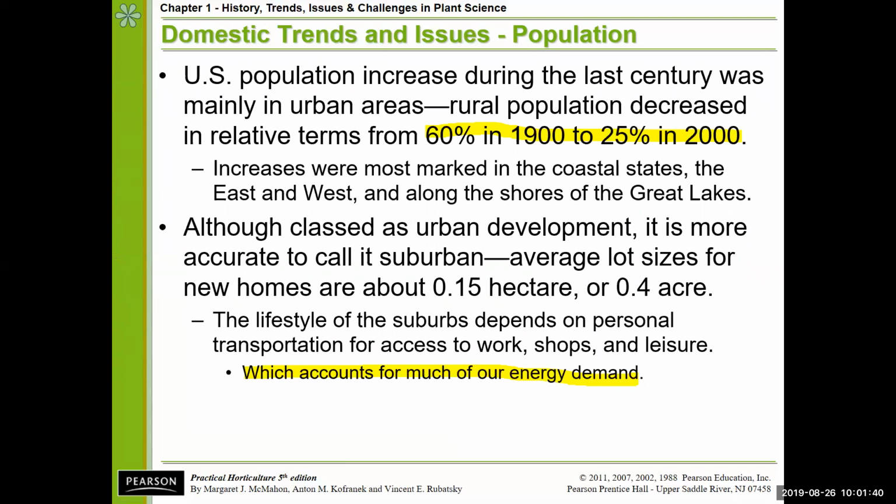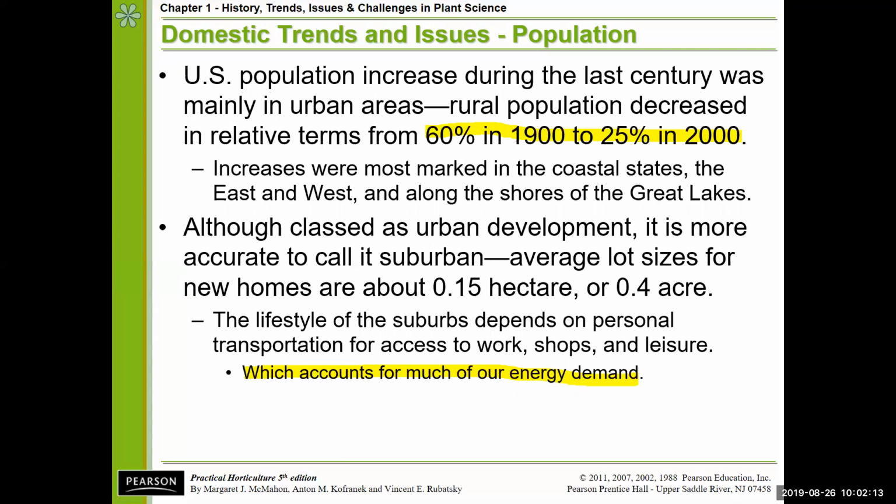All right, another big issue, both in the U.S. and worldwide, is the population increase. Probably one of the biggest issues that we have to face in agriculture: how do we feed a growing world population? In the U.S., most of the population increase is occurring in the urban areas. We get lots of growth in the cities, and we actually get a decrease in rural communities.